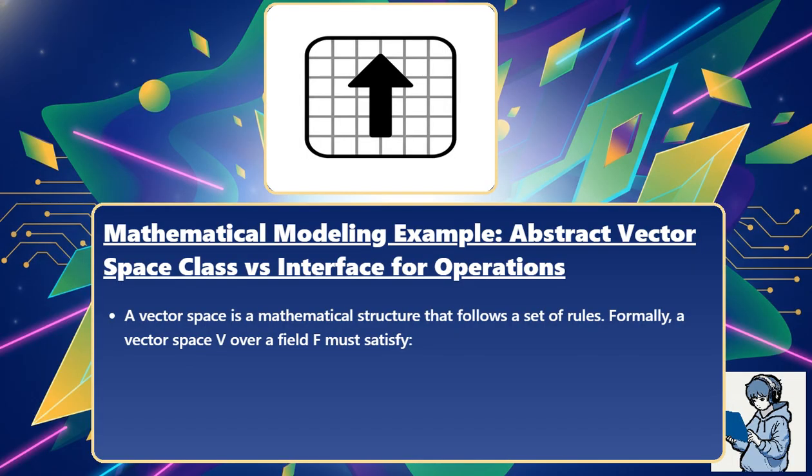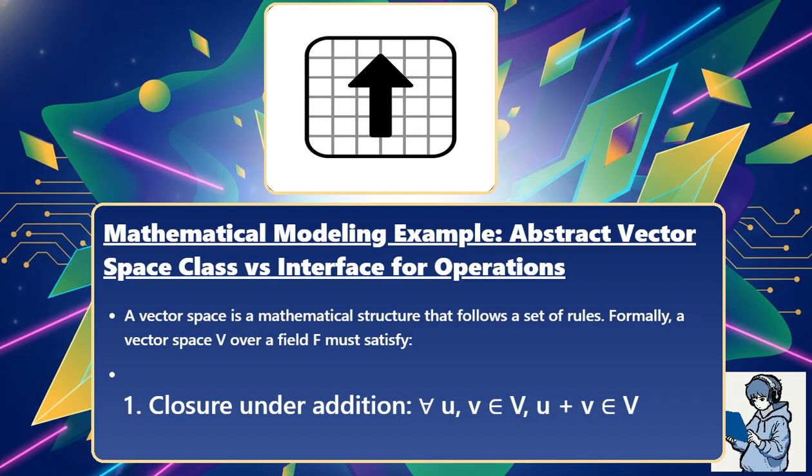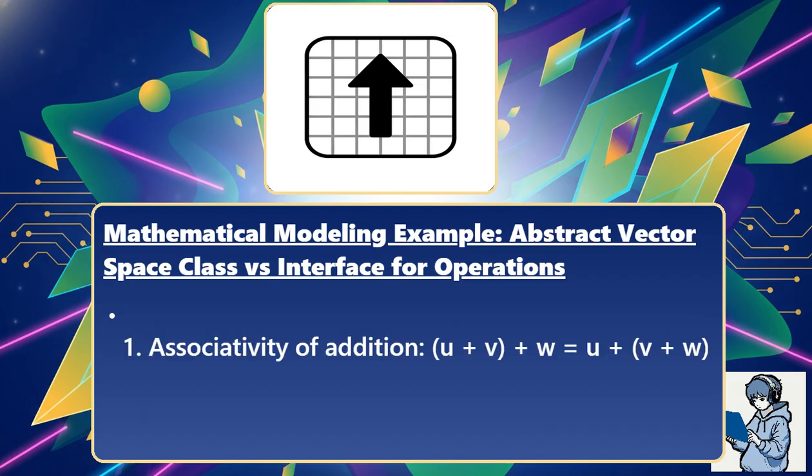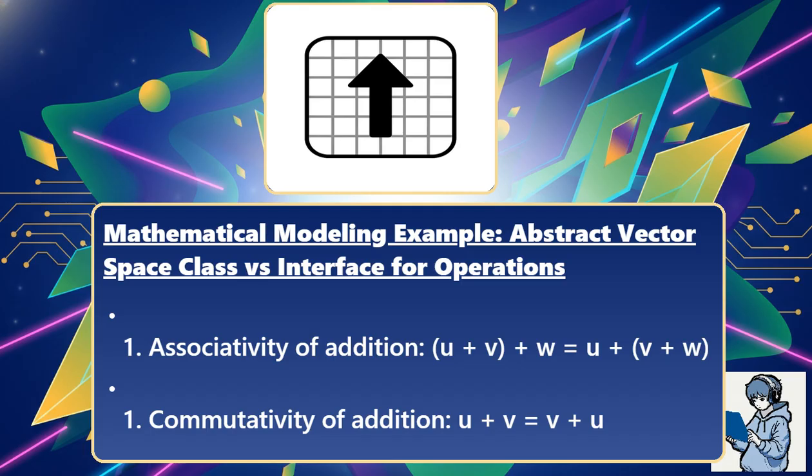A vector space is a mathematical structure that follows a set of rules. Formally, a vector space V over a field F must satisfy: Closure under addition. For all u, v in V, u + v is in V. Associativity of addition. (u + v) + w equals u + (v + w). Commutativity of addition. u + v equals v + u.